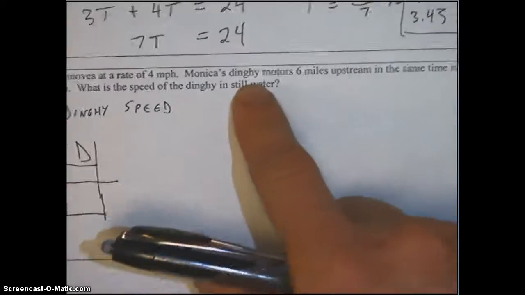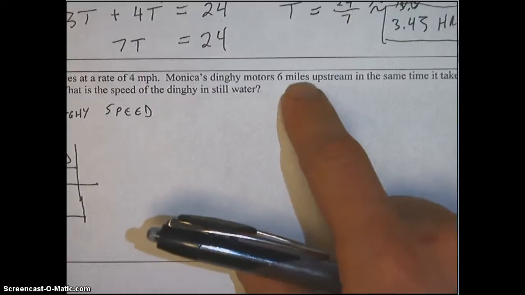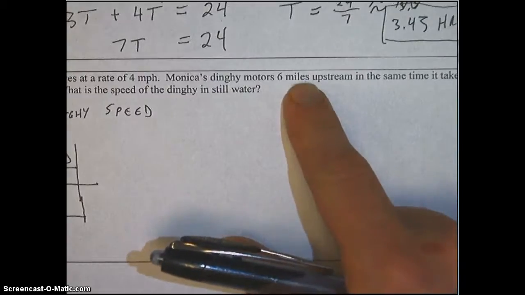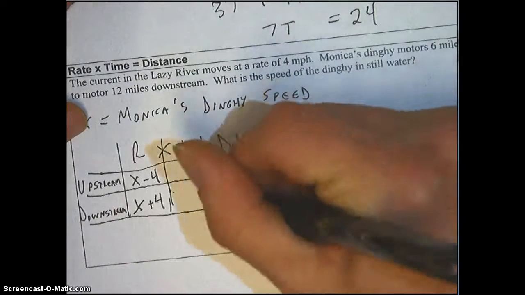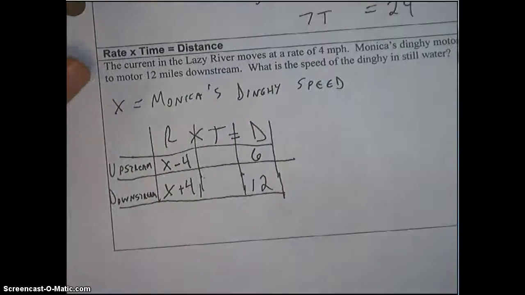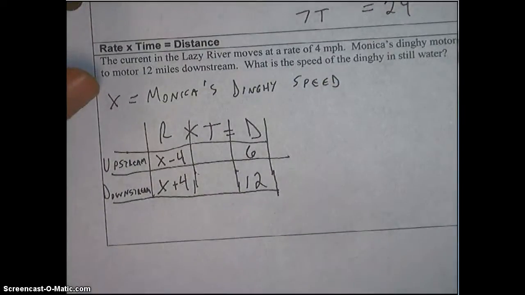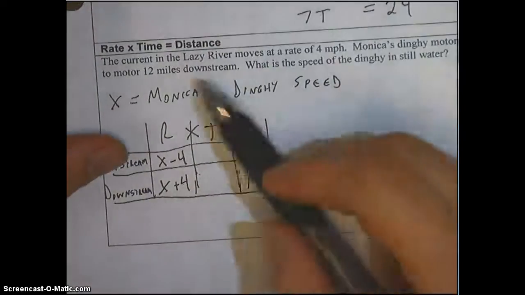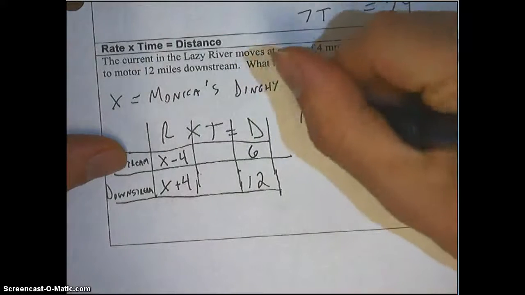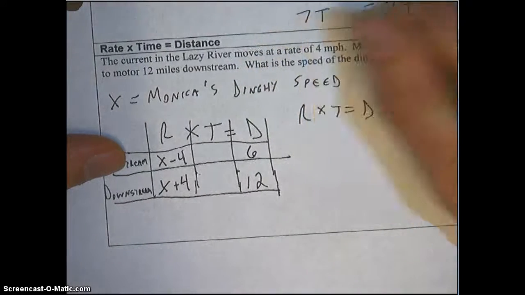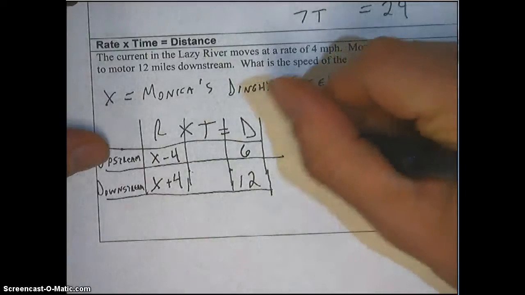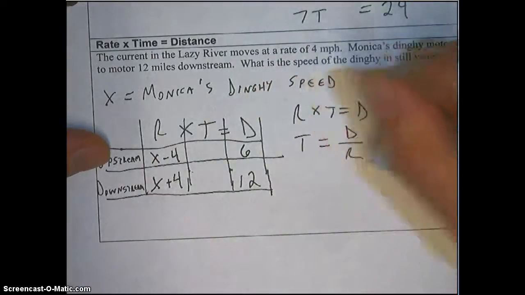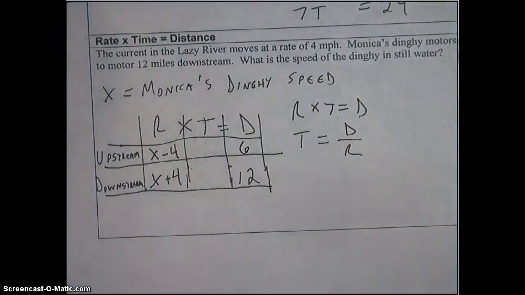Monica's motor device motors 6 miles upstream in the same time that it takes her to motor 12 miles downstream. So the distance here is just 6 upstream and 12 downstream. Now to get the time, this is where we need to realize that we can use this formula. Rate times time equals distance. Well, if you solve for t here, then t equals d divided by r.